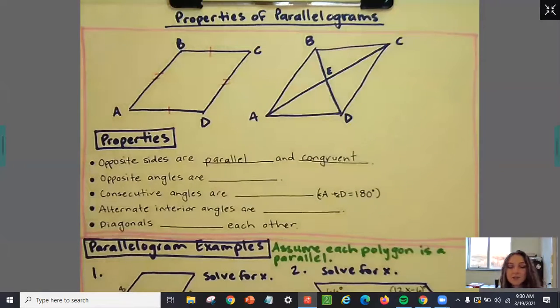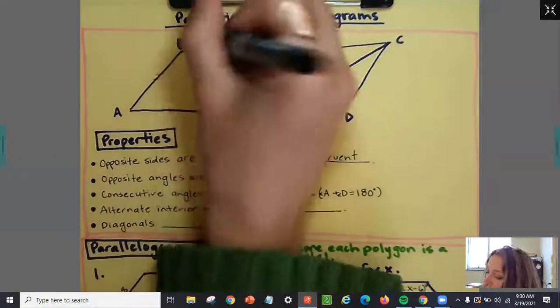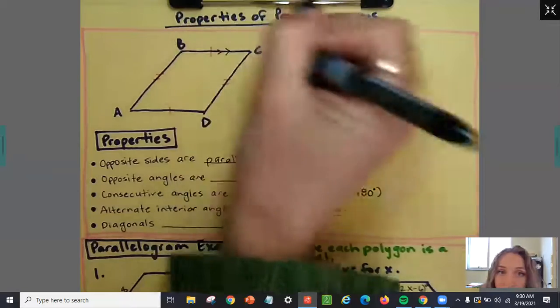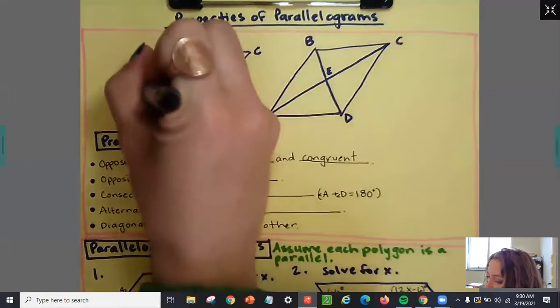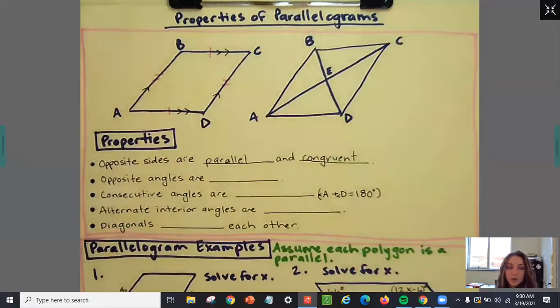We also want to say that these sides are parallel, so the way that we're going to denote that is with some arrows. So this one is parallel to this one, and then these two are also parallel to each other, that way. Okay, then we also have this property that opposite angles are congruent.